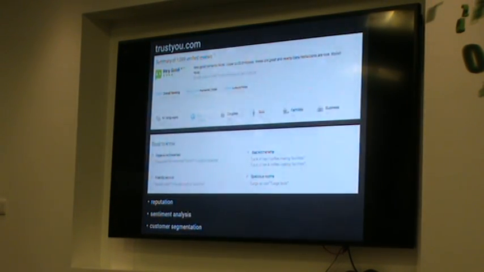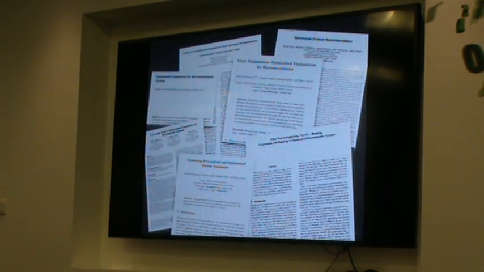And there's a lot of companies that are doing this, and they do different parts of the process. Some of them do it better than others. So this is a company that's doing a little bit of very basic sentiment analysis, a little bit of topic extraction. And again, we'll see some techniques for doing that a little bit better. These are some of the papers.